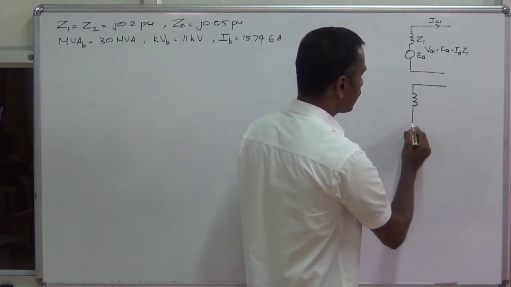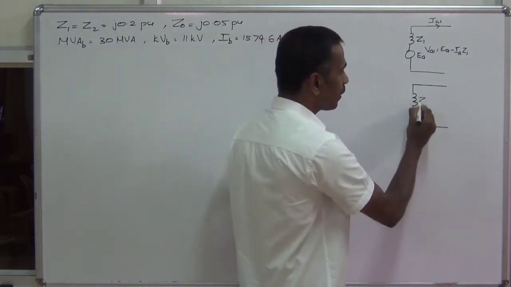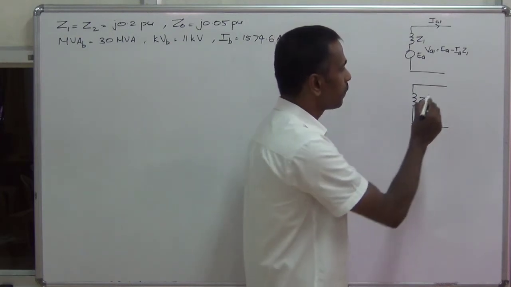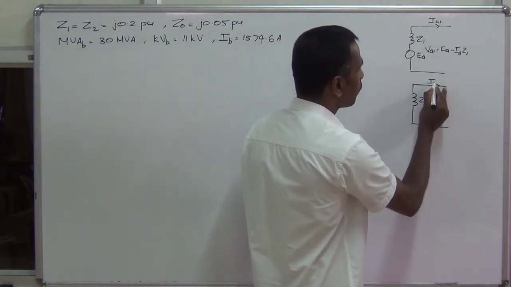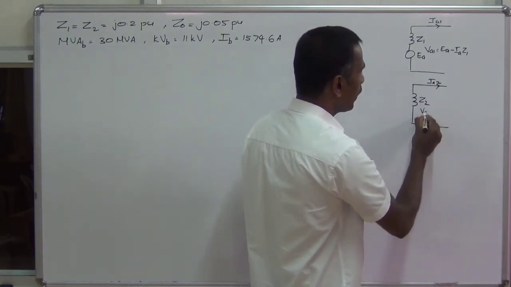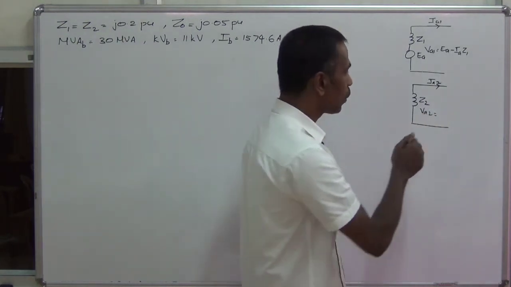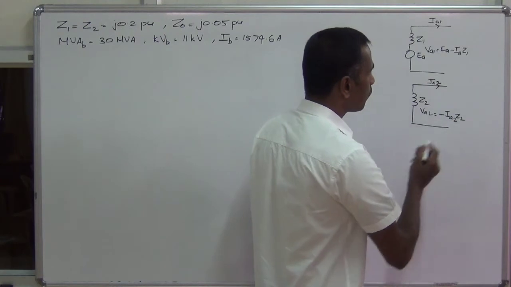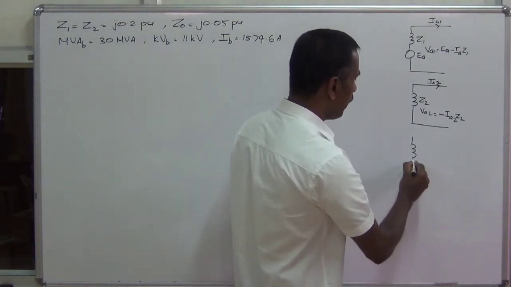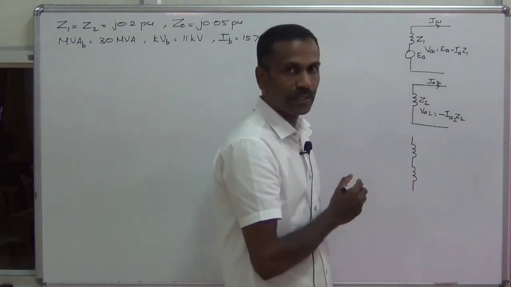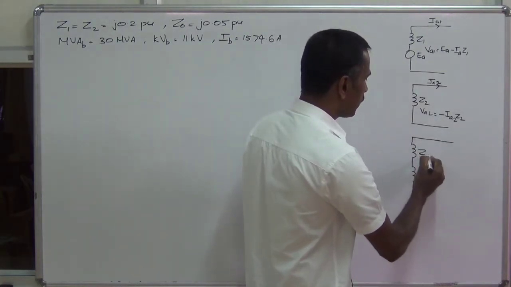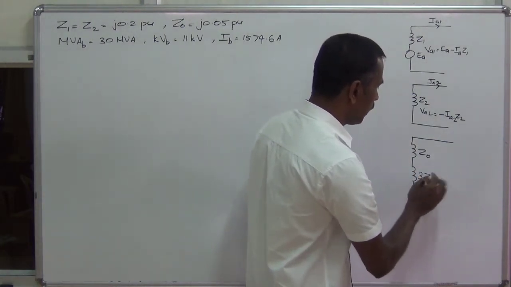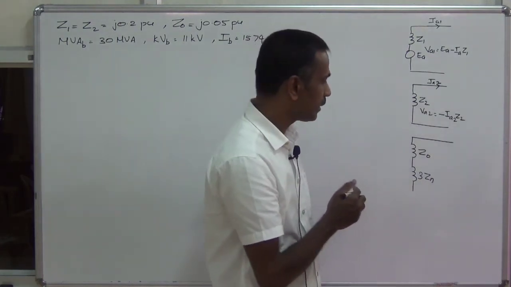This is our negative sequence network. We have only the negative sequence impedance. There is no voltage source in the negative sequence network of an alternator. This is IA2. The voltage is VA2 equals, there is no source voltage, so 0 minus IA2 Z2. Then we have the zero sequence network. This is Z0, the zero sequence impedance of the alternator. This is 3 times the neutral grounding impedance, 3ZN.